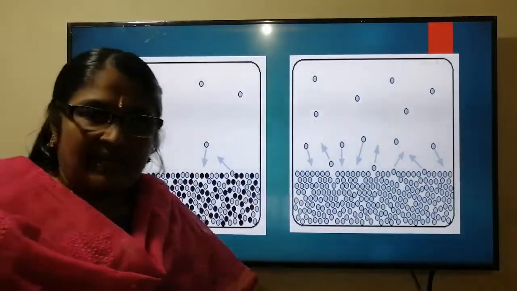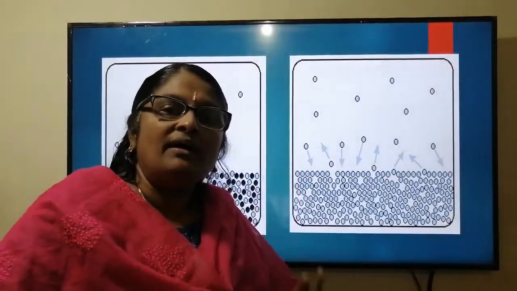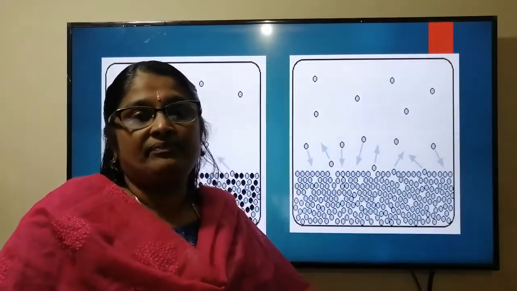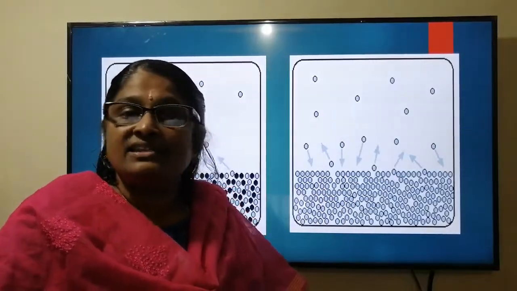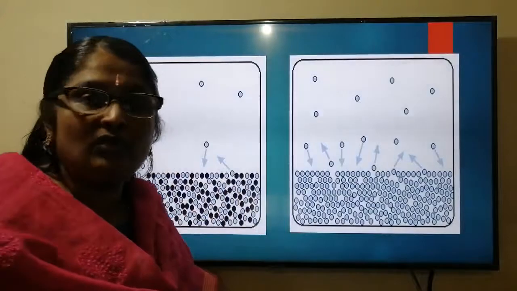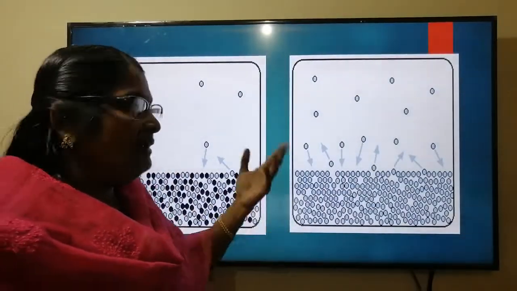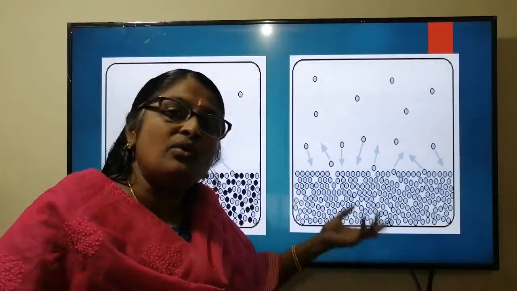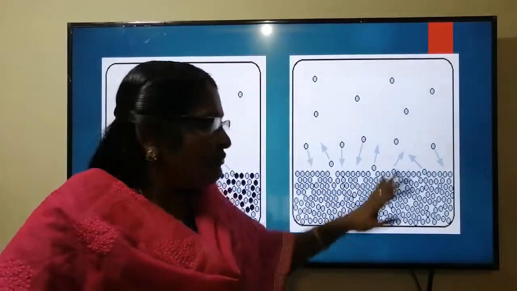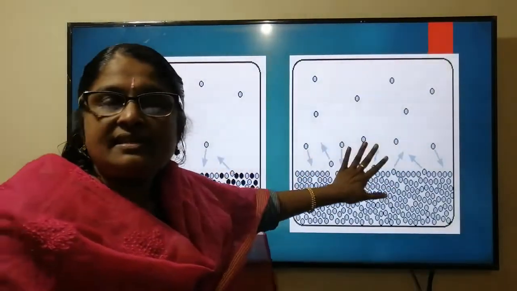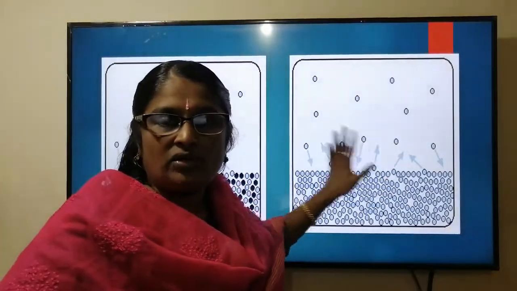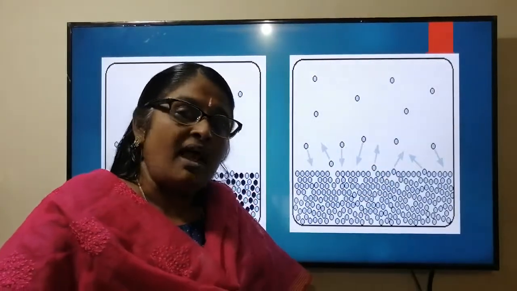So this sort of property depends only on the number of particles of the solute, irrespective of their nature. It doesn't depend on its nature. Suppose we are adding 1 mole of glucose in a beaker containing water, and in another beaker containing the same amount of water, we add 1 mole of NaCl. In both cases the number of particles is the same, isn't it? 1 mole means Avogadro's number, 6.022 into 10 to the power of 23.